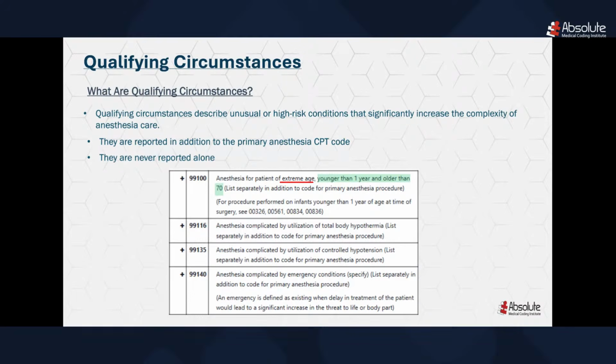And lastly, 99140. This is added when the anesthesia is provided during an emergency. And coders, here, with the emergency, you have to carefully understand the definition of emergency in CPT. CPT defines an emergency as a situation where any delay in treatment would lead to a significant increase in threat to life or loss of a body part. So emergencies are also a factor that increases the risk.